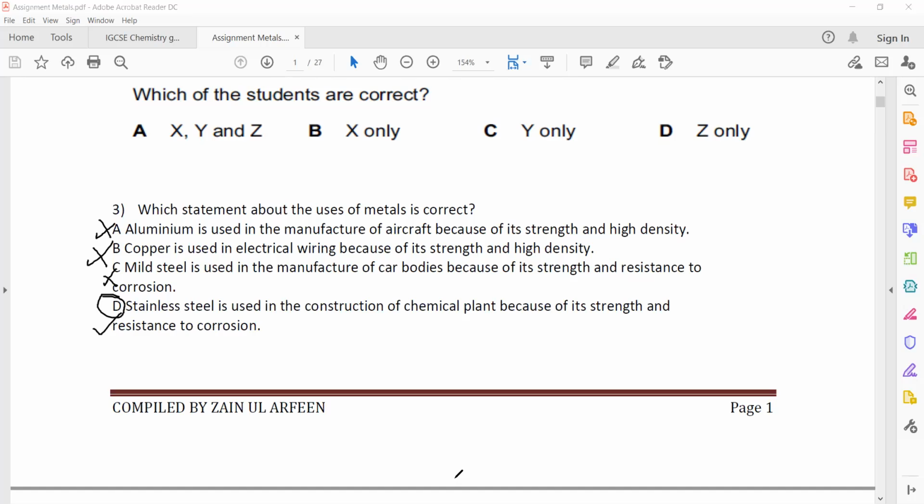Corrosion means the metal surface develops an oxide layer which reduces the strength of the metal. We call that corrosion. You will study about low carbon steel, the types of steel as well. So then you will understand the difference between low carbon steel and stainless steel.